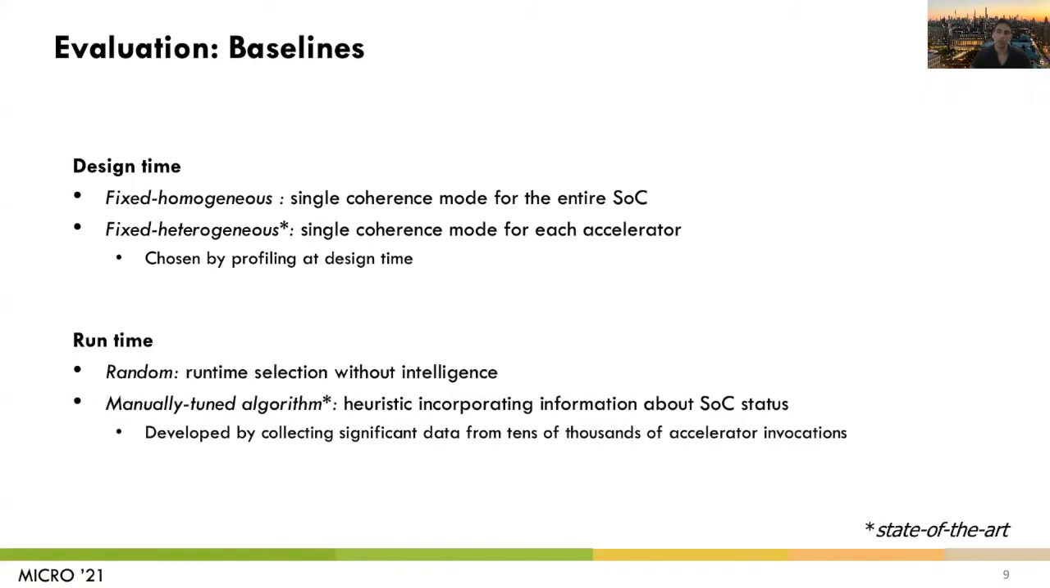For runtime decisions, we include a random policy to show the performance of runtime selection without intelligence. We also use a manually tuned algorithm, which is a heuristic that incorporates information about the status of the SoC that we developed by collecting extensive data from tens of thousands of accelerator invocations. The fixed heterogeneous and manually tuned algorithm represent state-of-the-art solutions.